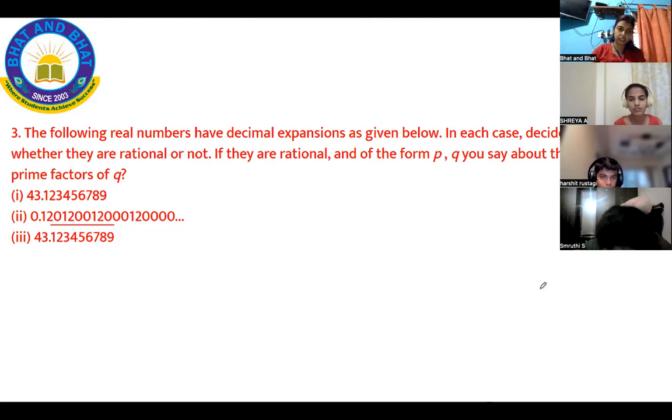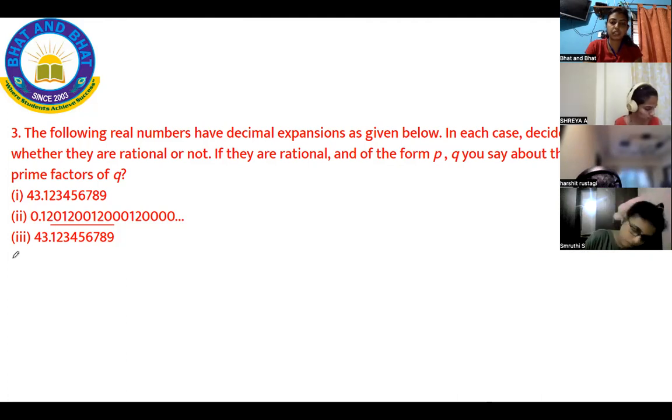Okay. Now, first question. First question, it is a terminating decimal expansion. Correct? Now, since it is a terminating decimal expansion, it is a rational number. So if it is a rational number, then Q will be in the form of 2 raised to n, 5 raised to m. Okay? So write the answer like this.